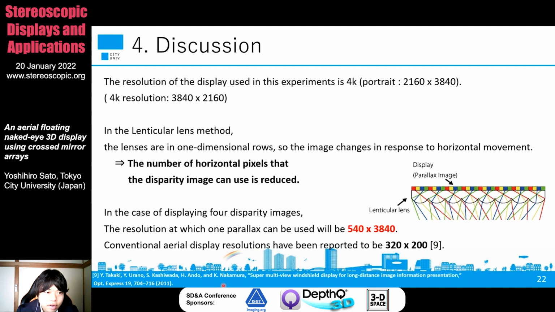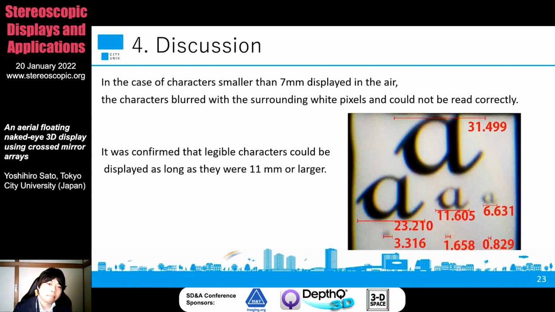A conventional aerial display resolution has been reported to be 320 by 200. In the case of a character smaller than 7 millimeters displayed in the air, the character blurs with the surrounding white pixels and could not be read correctly. It was confirmed that a legible character could be displayed as long as it is 11 millimeters or larger.